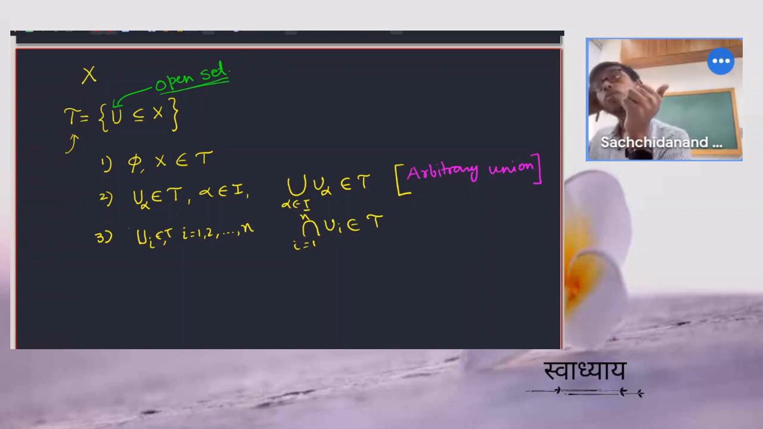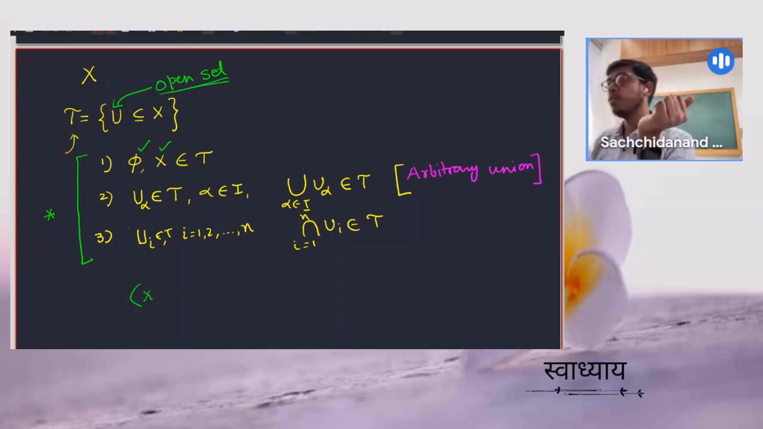So it contains the empty set and the whole set. If an arbitrary collection of open sets is there, then their union is again open, and finite intersections of open sets are again open sets. So these are the three things we need to check for a topological space. In that case, we say that (X, tau) is a topological space.